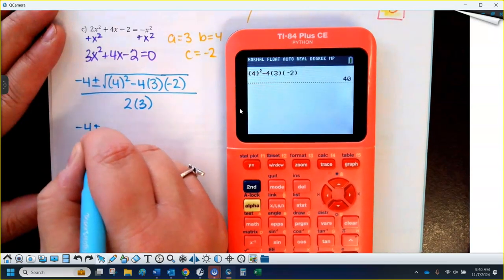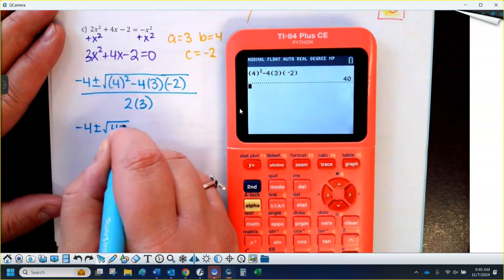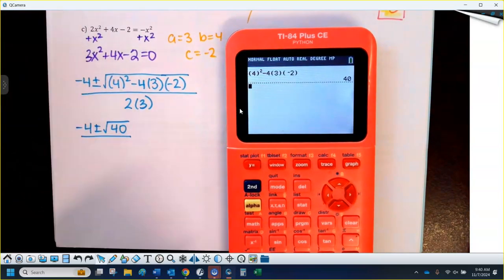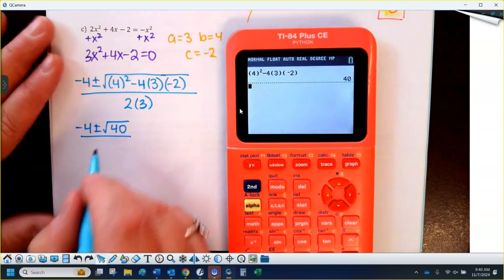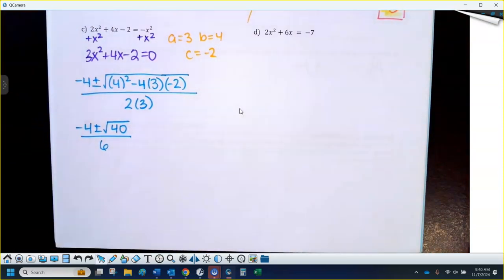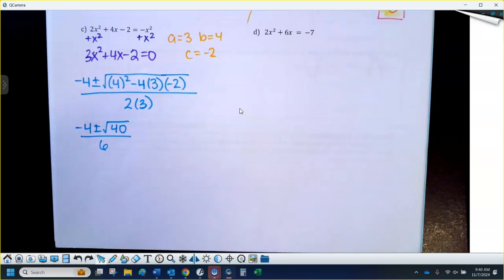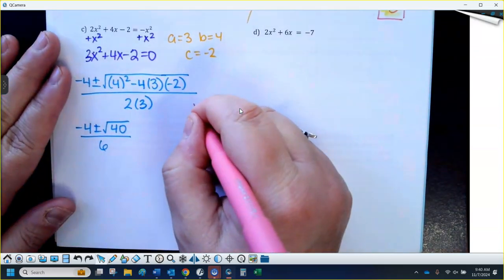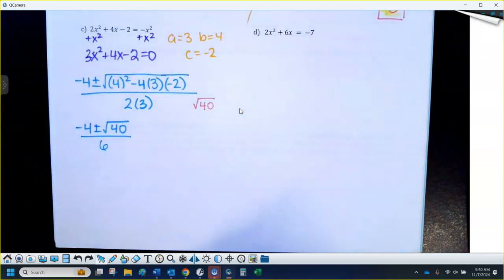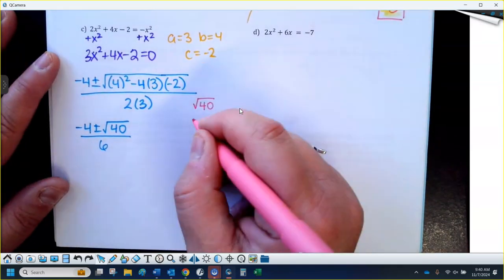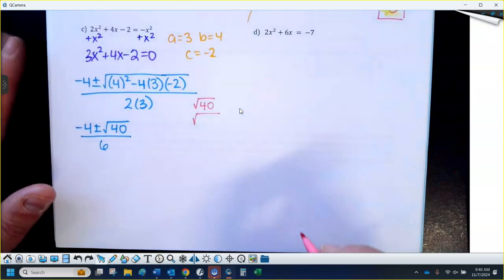And so under my square root, on this question, I don't get a perfect square, I get 40. And the bottom of that fraction, 2 times 3, is going to give me 6. So here's what we have to do if we want to write an exact answer: see if we can break down that 40 under the square root. If you enjoy the factor tree, please use the factor tree. That's totally fine. If you like to find the biggest perfect square, anybody know the biggest perfect square that would divide into 40?